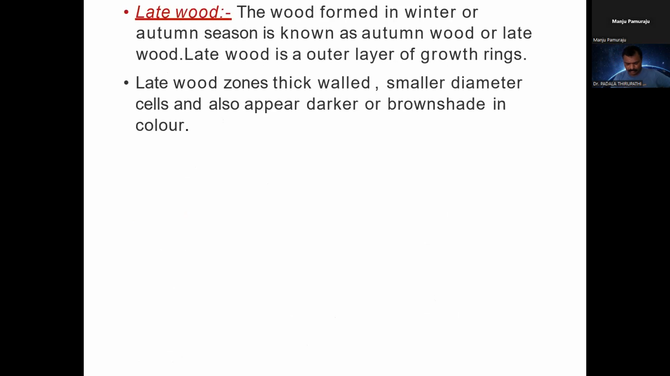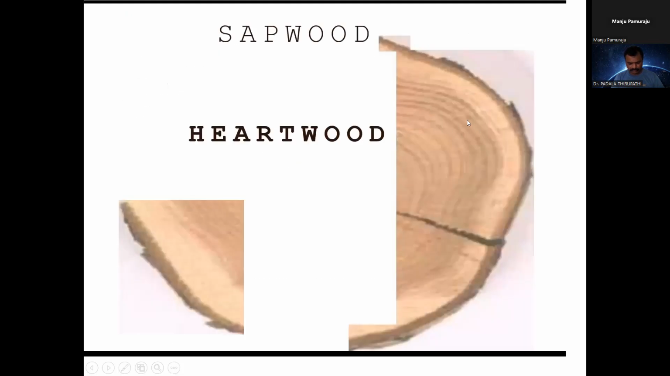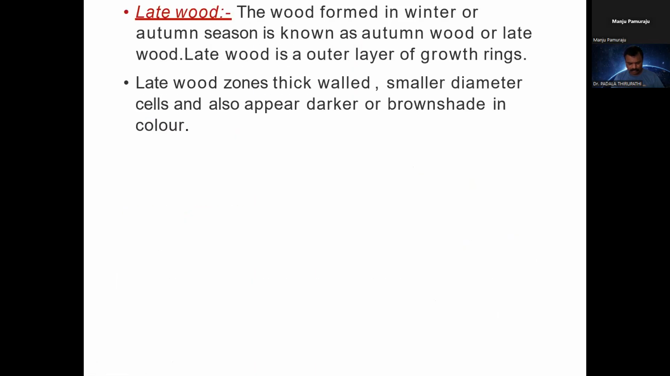Whereas the late wood is the wood formed in winter or autumn season, known as autumn wood or late wood. The late wood is the outer layer of the growth ring, and its zones have thick walled, smaller diameter cells and appear darker or brown in color. So when we observe here, this dark one is late wood, and the light colored ones are early wood. Early wood is active and lighter in color, whereas late wood is thick walled, smaller in diameter and inactive.